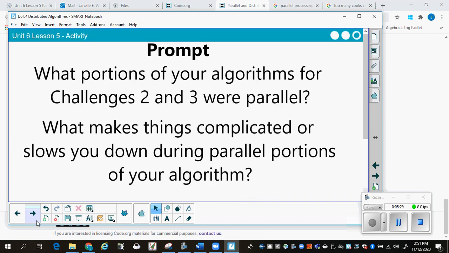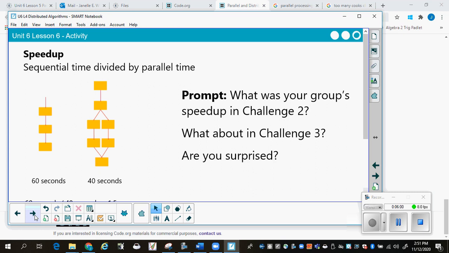Okay, as a prompt, think about this. What portions of your algorithms for challenges 2 and 3 were parallel? Hopefully you said sorting, the actual process of sorting between reds and blacks. That was parallel. What makes things complicated or slows you down during the parallel portions of your algorithm? Waiting on the other person to finish. If I get 10 cards and somebody else has 40, they're going through their 40, might take longer than me going through my 10.